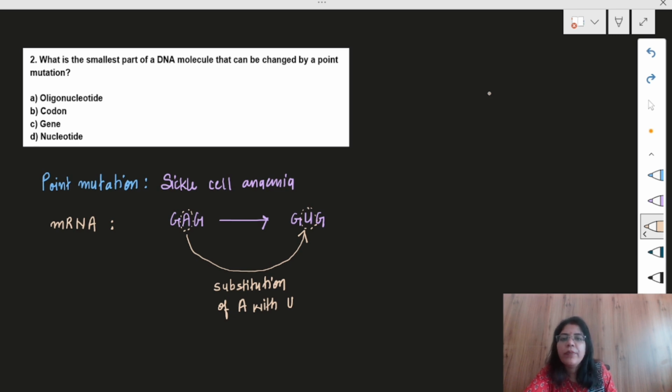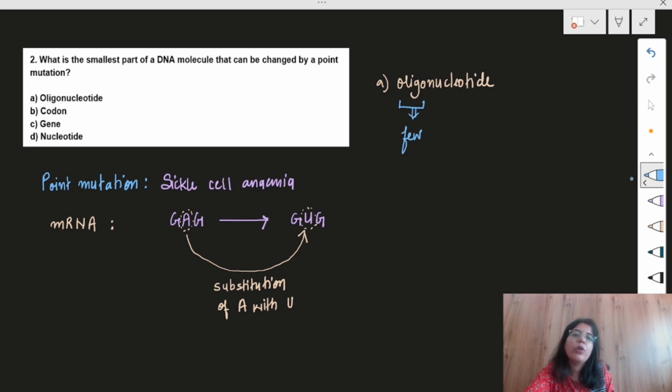First, if you consider, they have given the option as oligonucleotide. What is the meaning of oligonucleotide? Anyone? Can you tell me in the comments also? Oligo means few. And nucleotide, you know very well. So a few nucleotides make an oligonucleotide.